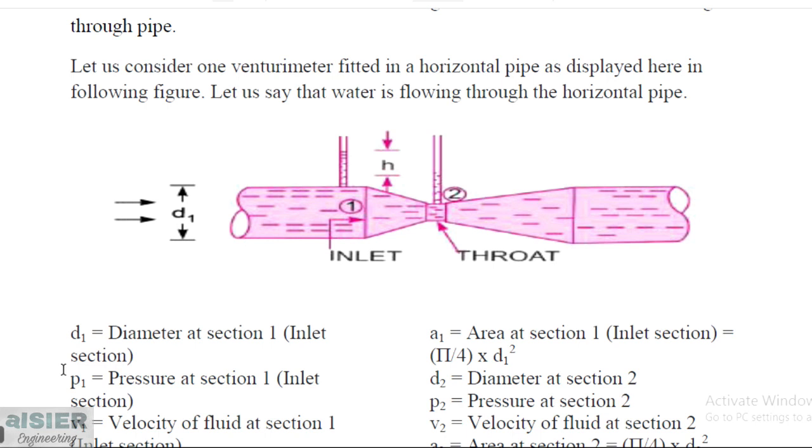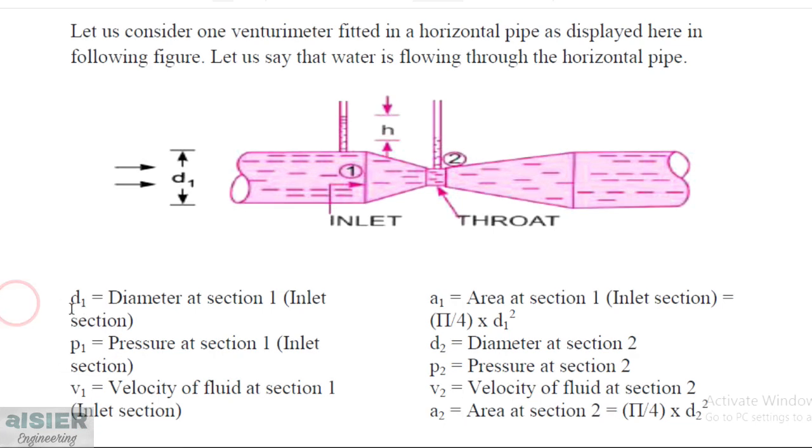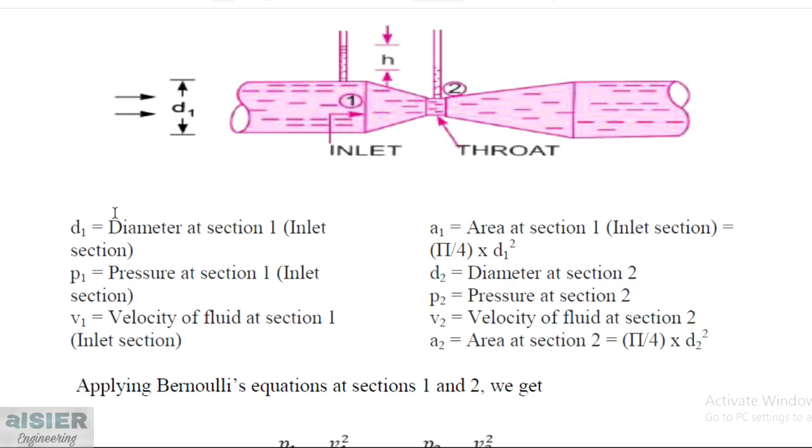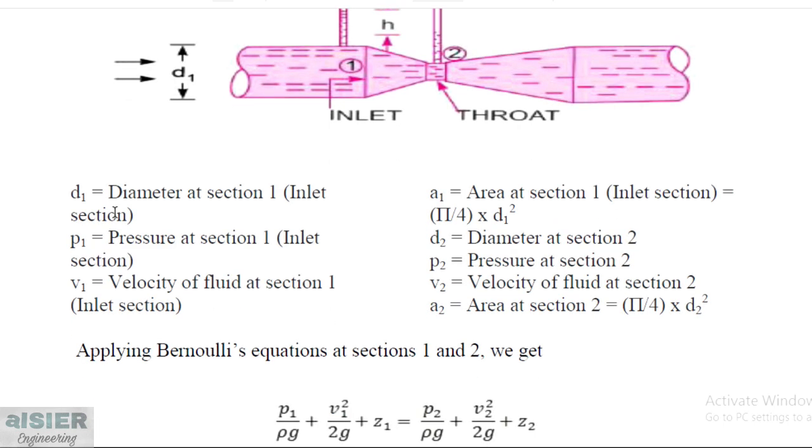So for this case we considered D1 as the diameter at section 1, P1 is the pressure at section 1, V1 is the velocity of fluid at section 1, A1 is the area at section 1, and similarly D2, P2, V2 and A2 are the diameter, pressure, velocity and area at section 2. Now to derive this expression we need to use Bernoulli's equation. Bernoulli's equation is nothing but the addition of pressure head, kinetic energy head and potential head.